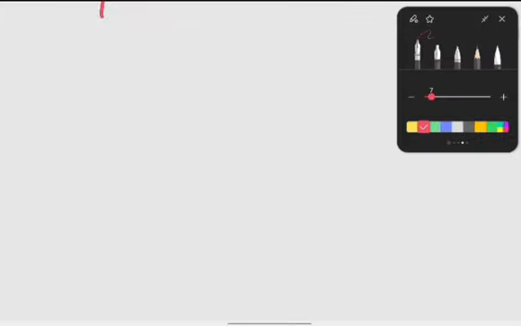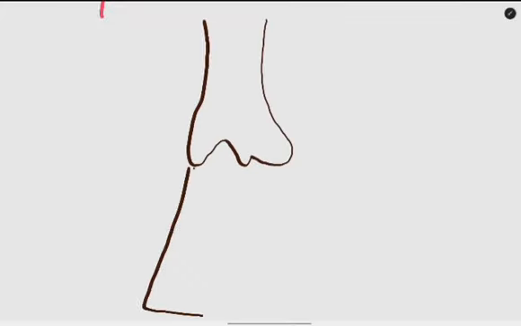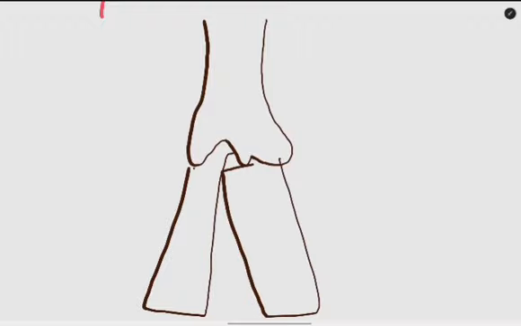And now we are going to start the anastomosis around the elbow joint. I'm going to use a darker shade. So here we are going to first draw the humerus. So suppose this is the humerus bone, and this one is the radial bone, and this one is the ulnar bone, and this is the elbow joint.